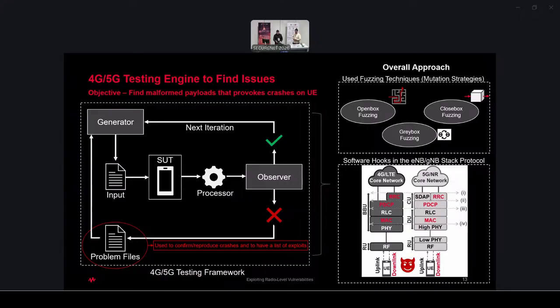Here's one of the layers that we intercept. We use it to intercept most of the layers, but the most promising would be the RRC, PDCP, and MAC.